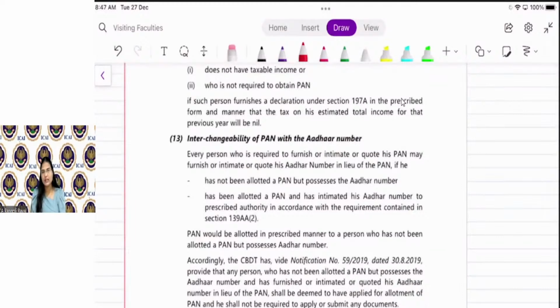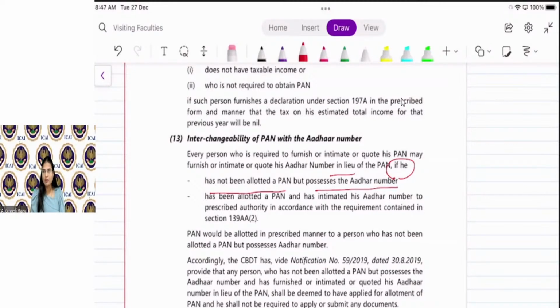Interchangeability of PAN with Aadhaar number. You can use your Aadhaar number instead of PAN. Every person who is required to furnish or intimate or code his PAN may furnish or intimate or code his Aadhaar number in lieu of PAN if he has not been allotted PAN but possesses Aadhaar number and has been allotted a PAN and has intimated his Aadhaar number to prescribed authority in accordance with the requirement contained in section 139AA. PAN would be allotted in the prescribed manner.